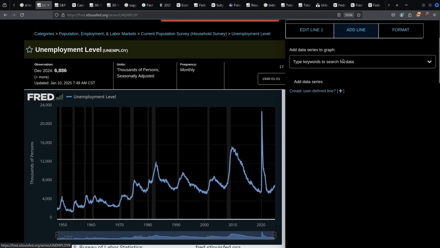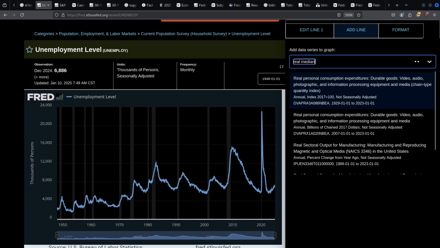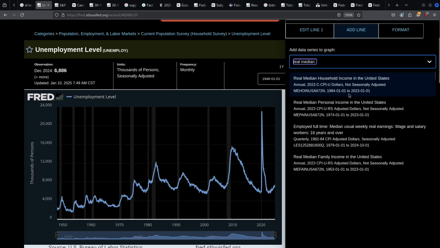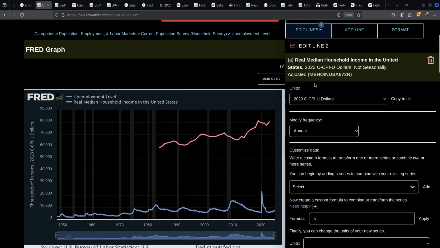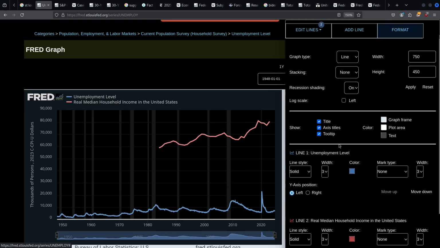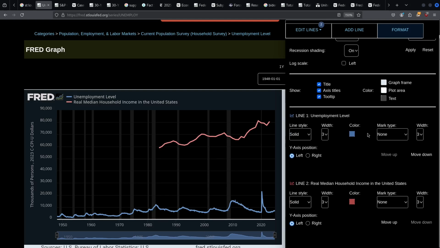You just come in here, you add a line, and we're going to add real median household income in the US. You select your option, and then you click Add Data Series. Obviously, the graph looks a little bit wonky and doesn't really show the information properly. So what you have to do there is format them. You can change the color, width, all this other information. But what we want to do here is make our new line on the right side.